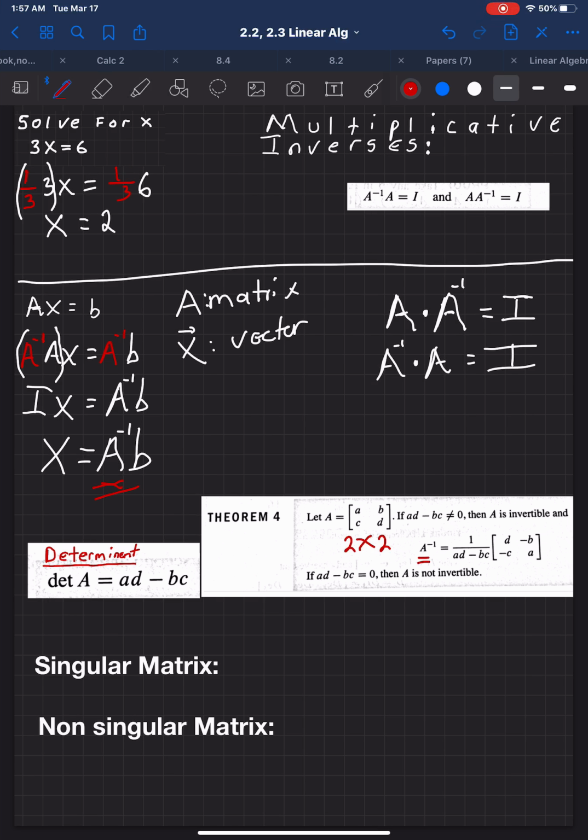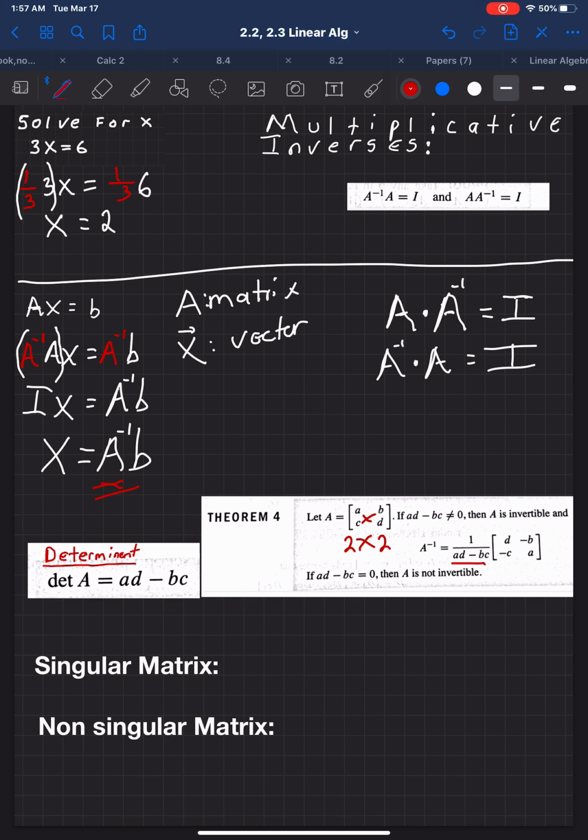Now, the caveat at the bottom states that A times D minus B times C cannot equal 0. And that's not some arbitrary rule. Inside the formula for the inverse, you're going to have to divide by a times d minus b times c. So if you were to get a value of 0, then your inverse is not going to be defined.